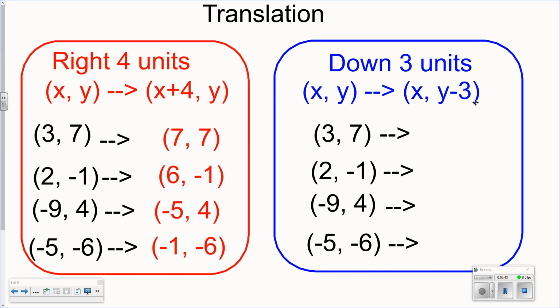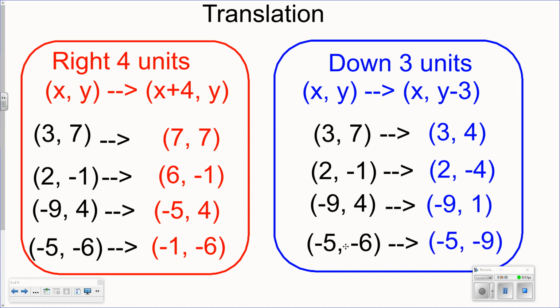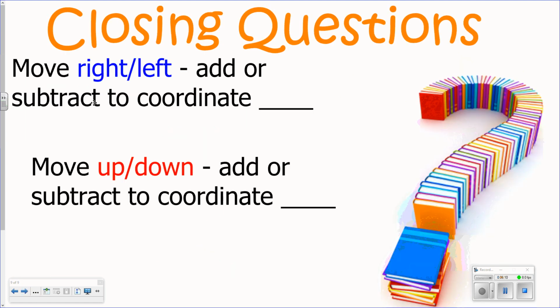In the blue one, you can see that x is the same, but y is -3. That means it went down 3. So if I change my ordered pairs, the x stays the same, and 7 minus 3 is 4. This one, x stays the same, -1 minus 3 is -4. X stays the same, 4 minus 3 is 1. X stays the same, -6 minus 3 is -9. So a move left or right means we add or subtract to the x. A move up or down means we add or subtract to the y.